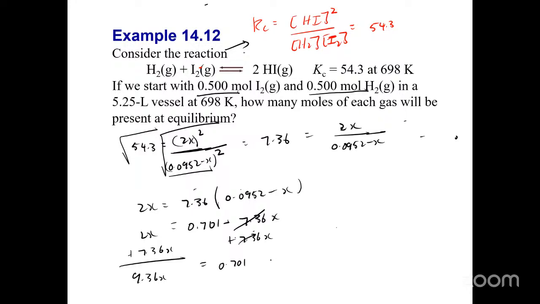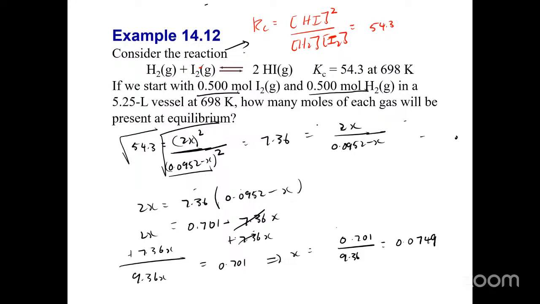0.701, which means that x will be equal to 0.701 over 9.36. So let's see what that gives. 0.701 divided by 9.36. According to my calculations, this works out to be equal to 0.0749. Okay, so what does that mean?